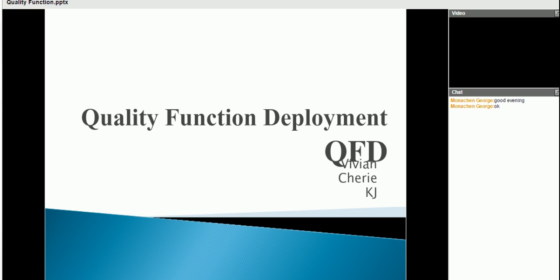The topic that we will be studying today is quality function deployment. It comes under total quality management. We have been studying this total quality management for a long time, so it comes under total quality management.